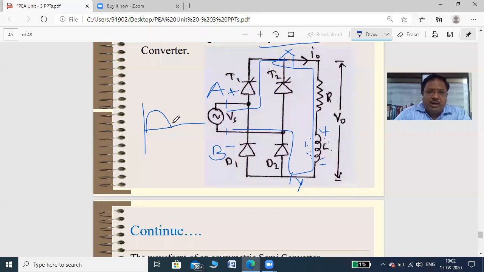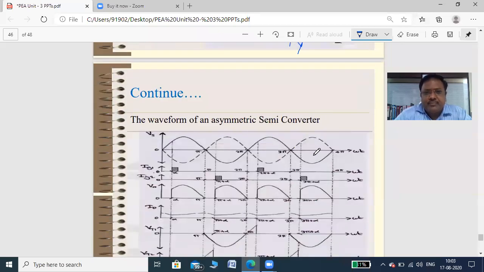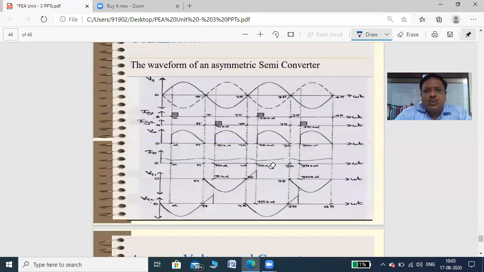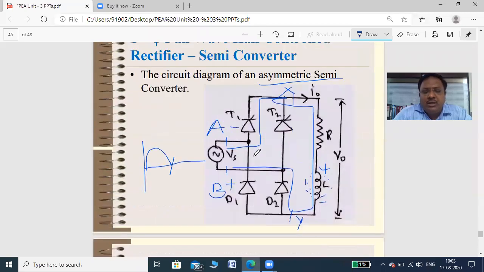Now during the negative half cycle at pi, what happens? A is negative and B is positive. A is negative with respect to B. As soon as A is negative, SCR T1 should turn off, right? SCR T1 should turn off, but what happens is the inductor energy changes its polarity.